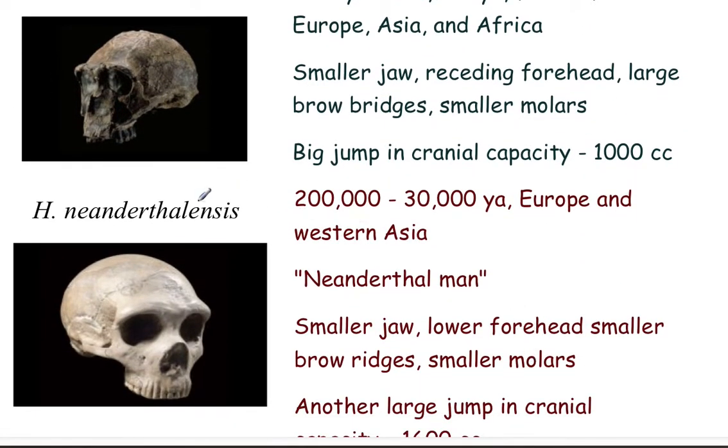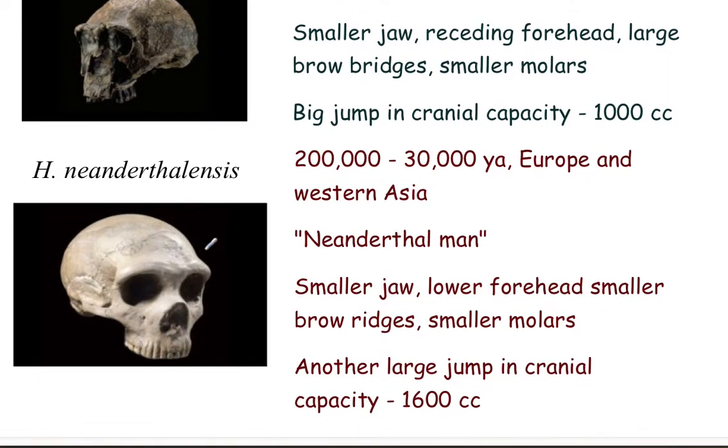Next, you have Homo neanderthalensis, which existed between 200,000 to 30,000 years ago in Europe and Western Asia as well. This is generally the Neanderthal man, and again, many of the trends continue. The jaw is getting smaller and smaller. The forehead is starting to form a little bit more, although it's still pretty small. The brow bridges above the eye bones are still there, but are getting smaller, and the molars are smaller as well.